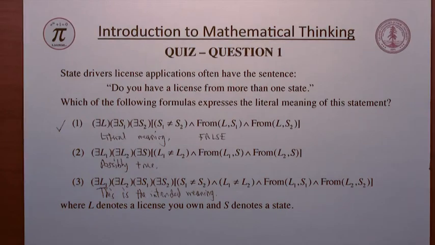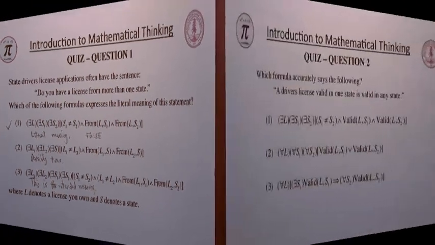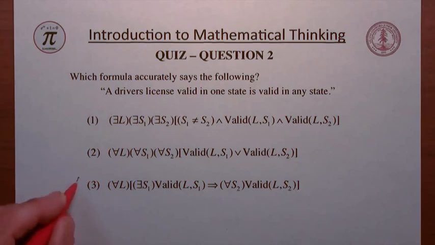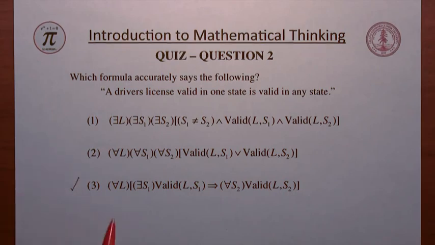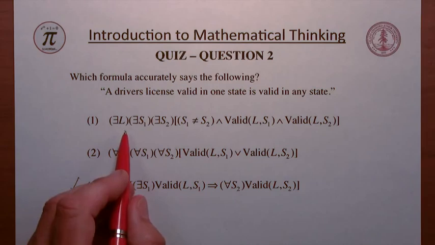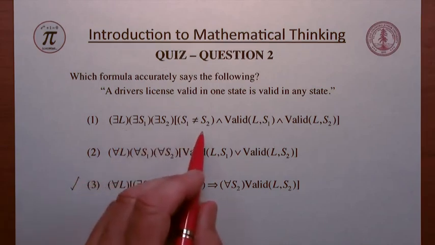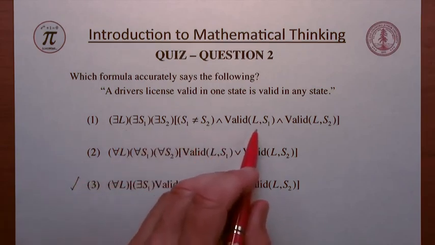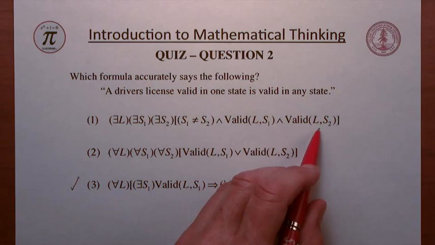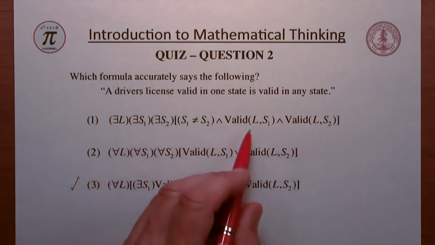Okay, let's look at the next question in this quiz. Well, the correct answer is number 3. Let's see why. What does the first one say? It says there is a license and there are 2 different states such that that license is valid in 1 state and valid in the other state. So it says there's a license that's valid in 2 states.